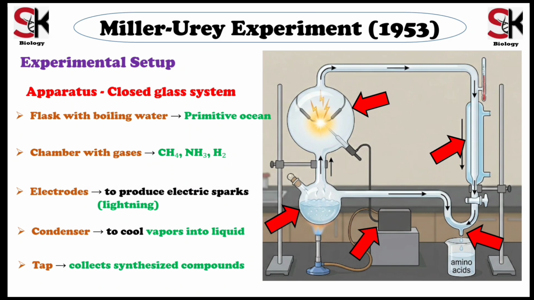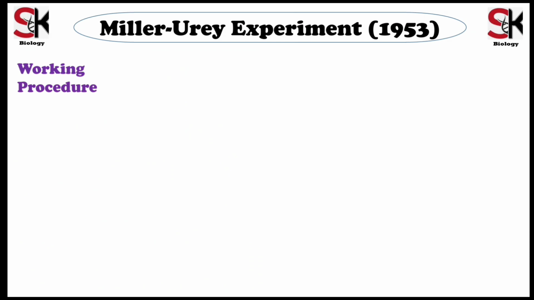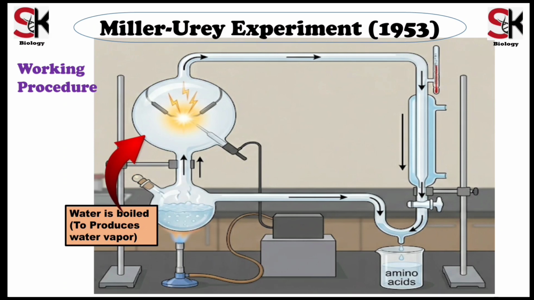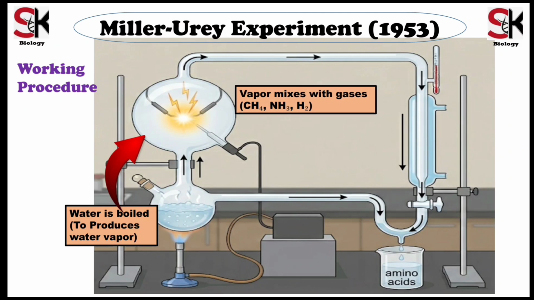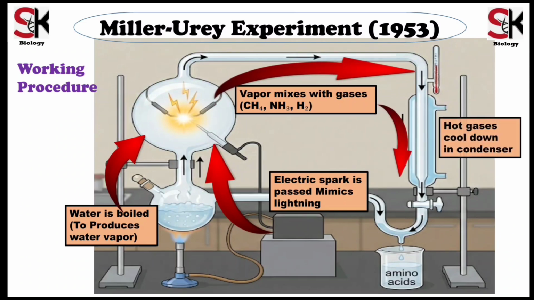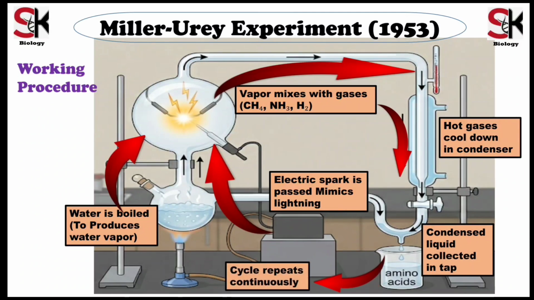Let us see how the experiment worked step by step. The first step is that water was boiled to produce water vapors. Then these vapors mixed with gases like methane, ammonia, and hydrogen. Electric sparks were passed to mimic lightning, and the hot gases then cooled in a condenser. The condensed liquid was collected in a trap. This cycle was repeated continuously for several days. This continuous cycling allowed chemical reactions to occur.